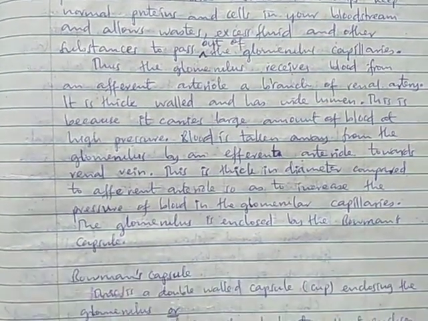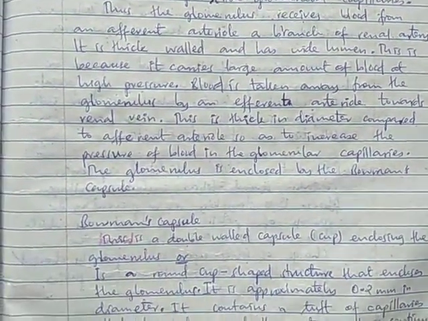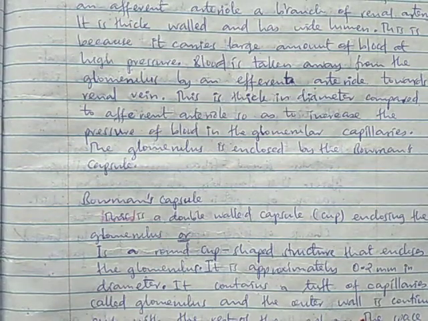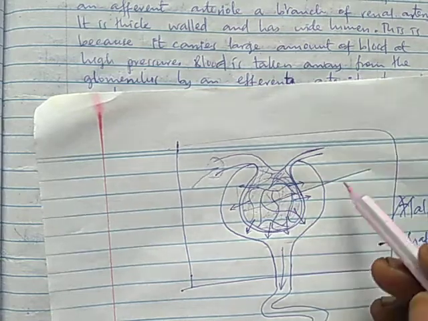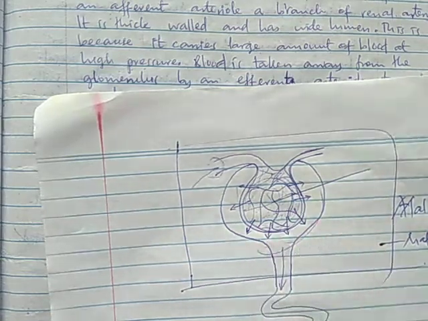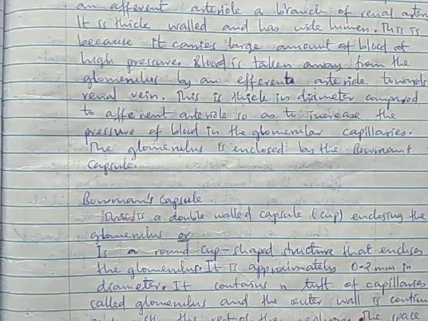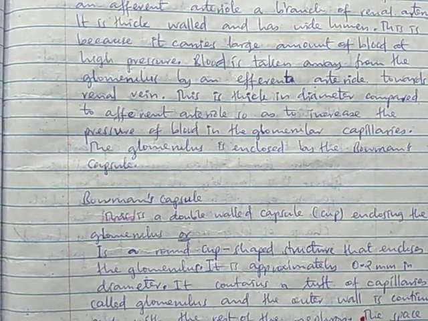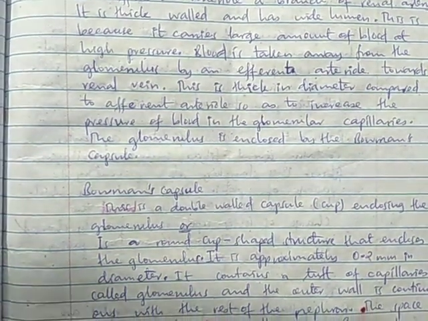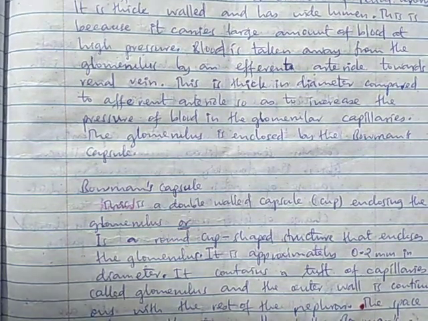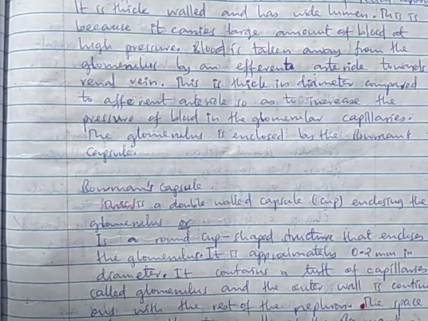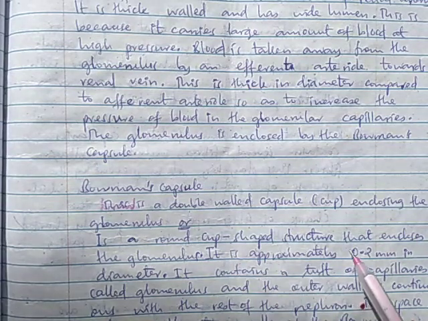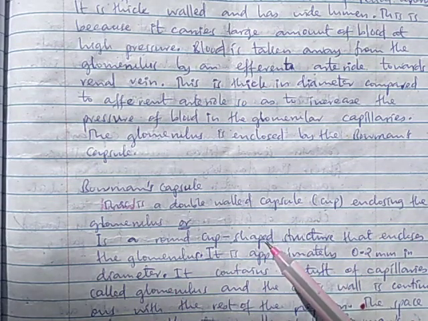The glomerulus is enclosed by Bowman's capsule kama ambavyo tulichora kwenye diagram. Here inside you have the glomerulus, then outside, this is the Bowman's capsule surrounding the glomerulus. Now about the Bowman's capsule, this is the double-walled capsule or cup. It's like a cup, ni kama kikombe, enclosing the glomerulus, or the round cup-shaped structure that encloses the glomerulus.